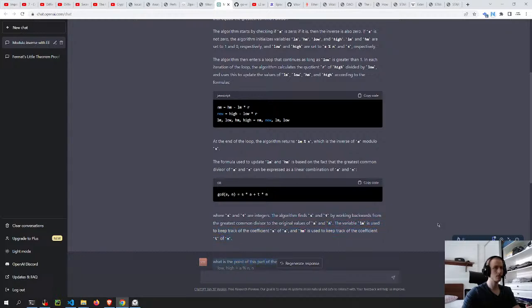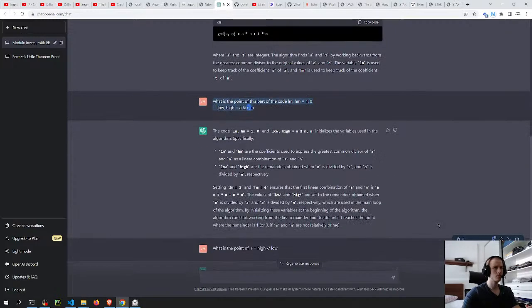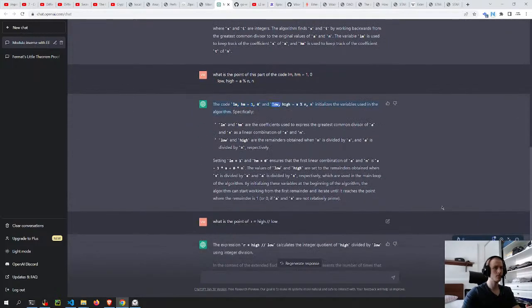What is the point of this part of the code? lm, hm = 1, 0. low, high = a % n, n. The code lm, hm = 1, 0 and low, high = a % n, n initializes the variables used in the algorithm. Specifically, lm and hm are the coefficients used to express the greatest common divisor of a and n as a linear combination of a and n.